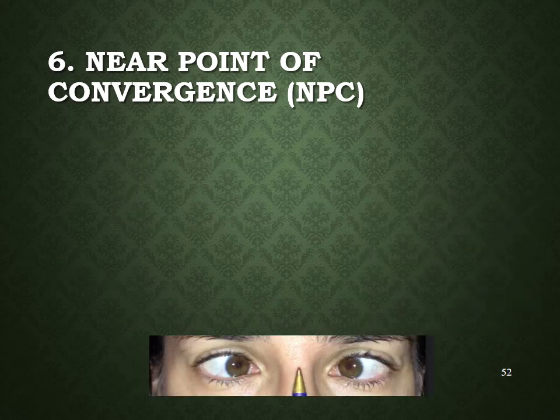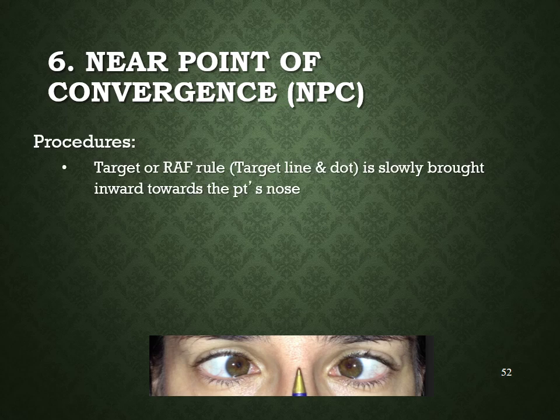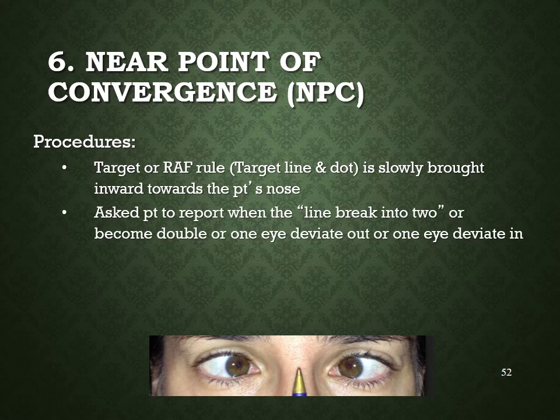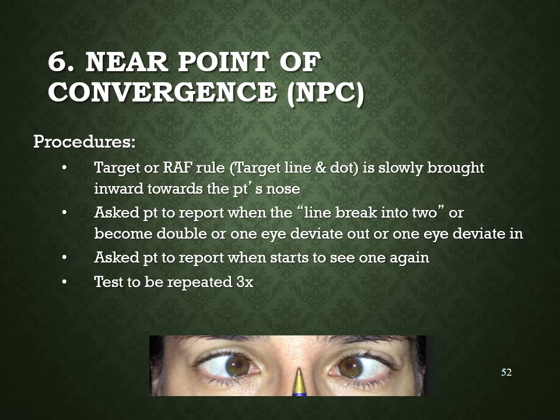So for the near point of convergence, the procedure is that the target, which is the rough rule's target line or dot, is slowly brought inward towards the patient's nose. Ask the patient to report when the line breaks into two or becomes double, or when one eye deviates out or in. Ask the patient to report when they start to see one again. The test needs to be repeated three times.